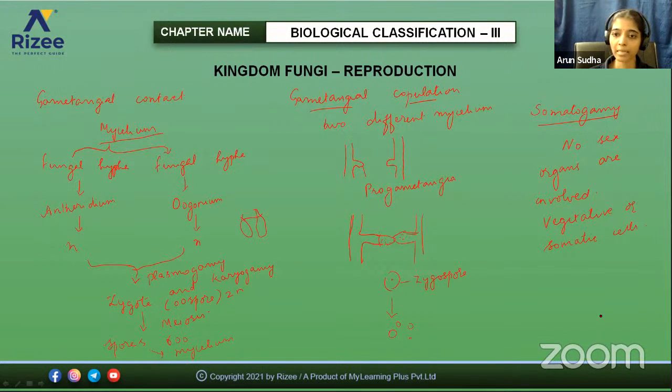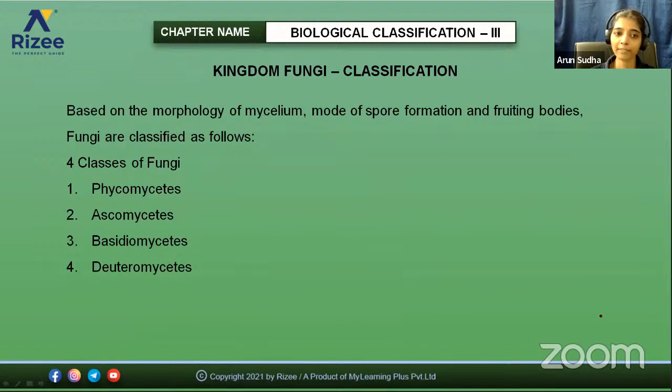Then we'll see in detail about the different types of fungi. That is based on the morphology of mycelium, the structure of mycelium, and the mode of spore formation. That is how the spores are formed and the fruiting bodies. The fungi are classified into 4 types: Phycomycetes, Ascomycetes, Basidiomycetes, and Deuteromycetes. So these are the different classes. We'll see in detail about each class of fungi.